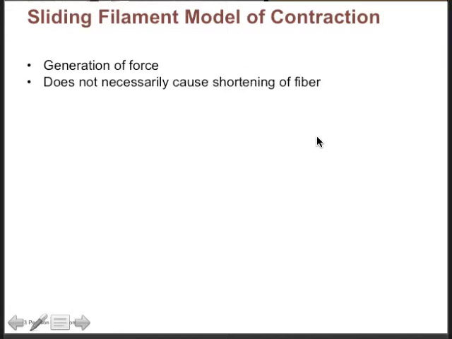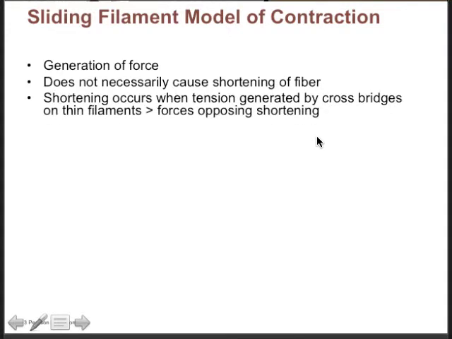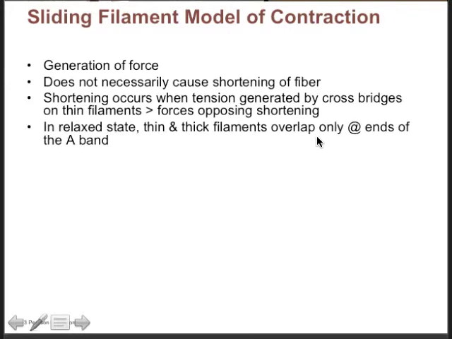So how is it that we generate the force in muscle cells? Well, we use what we call the sliding filament model to explain how the force is generated. It doesn't necessarily cause shortening of the fiber, but it does produce an increase in force. Shortening occurs when tension generated by the cross-bridging on the thin filaments is greater than the forces that oppose the shortening. In a relaxed state, the thick and thin filaments overlap only at the ends of the A band.